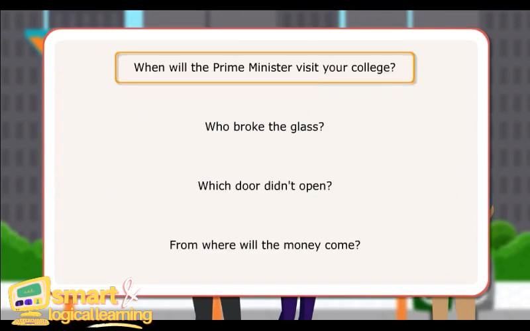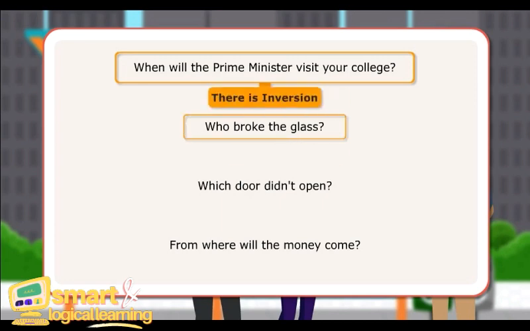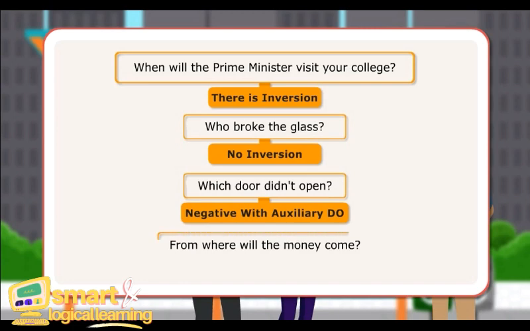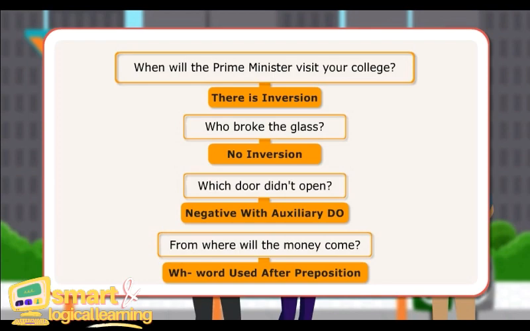When will the Prime Minister visit our college? There is inversion. Who broke the glass? No inversion. Which door didn't open? Negative with auxiliary do. From where will the money come? WH word used after preposition.